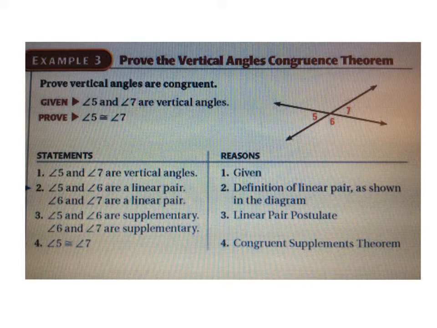And then for step 4, that's our prove. Angle 5 is congruent to angle 7, and actually they're calling this the congruent supplements theorem. That should actually be the congruent angles theorem. So again, congruent angles theorem should be in there. Let me try writing over this here. Okay, beautiful. Much better.